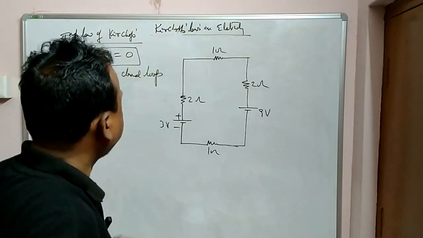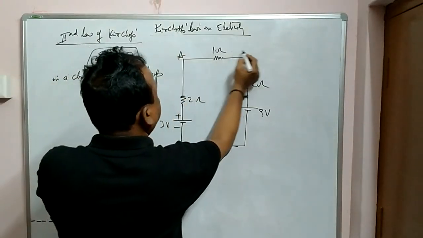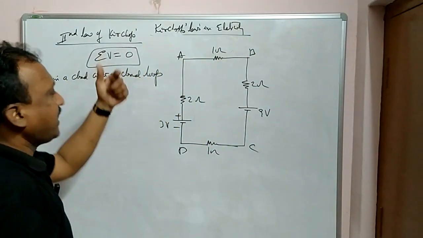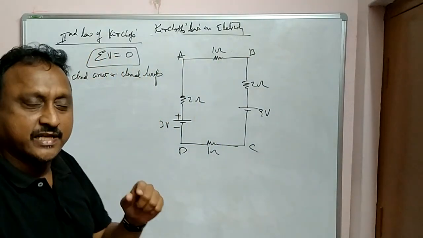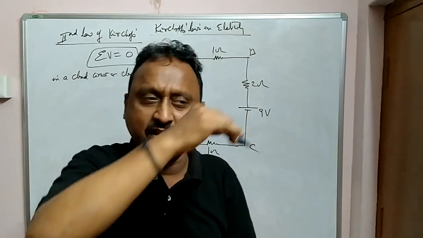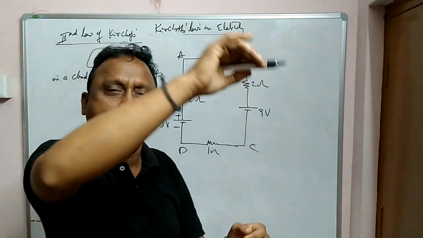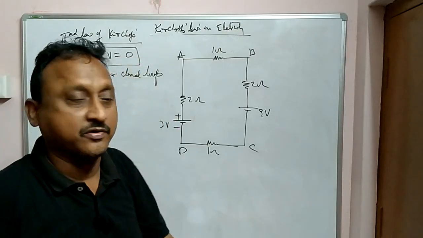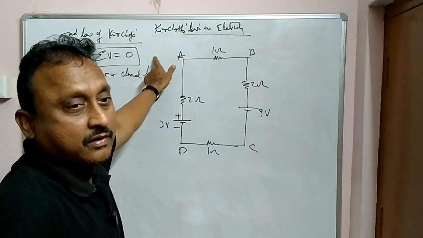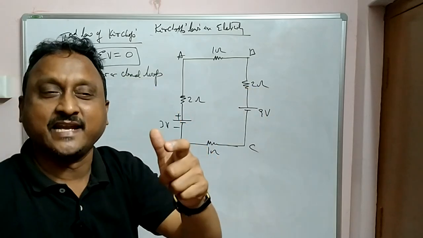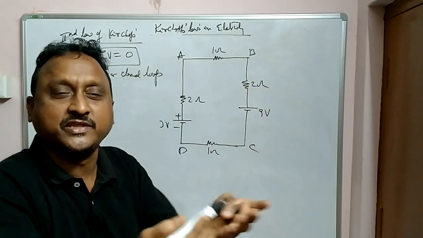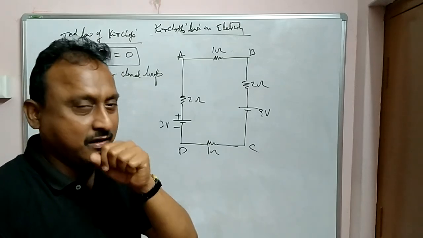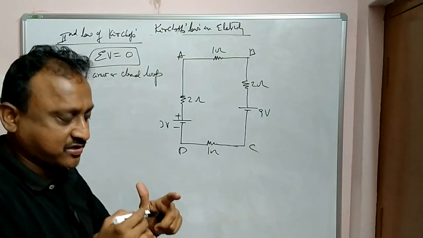Okay, now we can observe A, B, C, D. It's a closed loop. So what he's saying is sigma V is equal to, that means algebraic sum. You can also take like this: the algebraic sum of the potential differences in a closed loop or closed circuit is equal to 0. Algebraic means conventional sign, in which path you are going, along the direction of current or opposite to the current. So this is the main statement given by Kirchhoff.